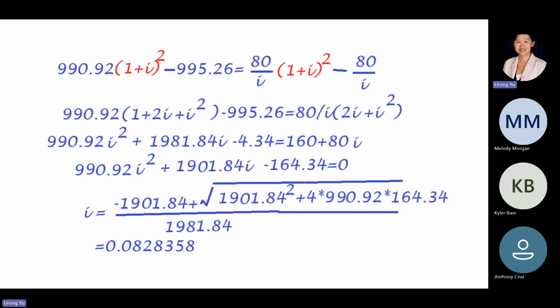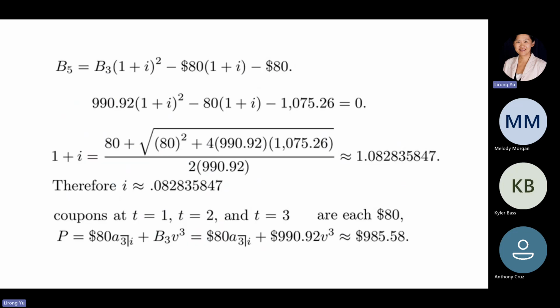Any question? The rest is combined like terms, and then we start solving the equation with a quadratic formula. That's what I have. Any question? So that's the solution for the interest rate. We finally have our interest rate.